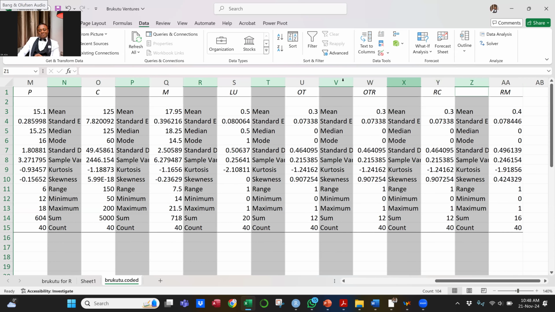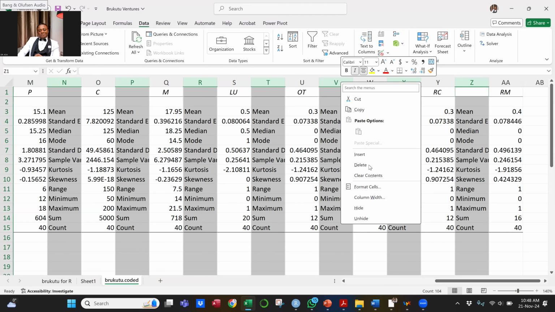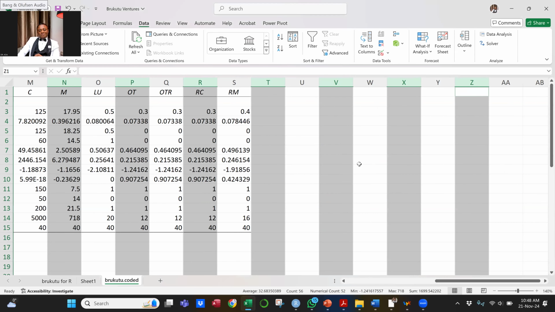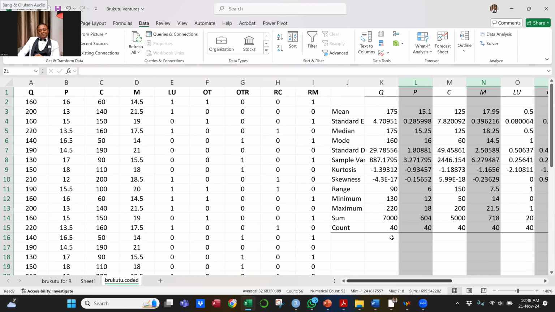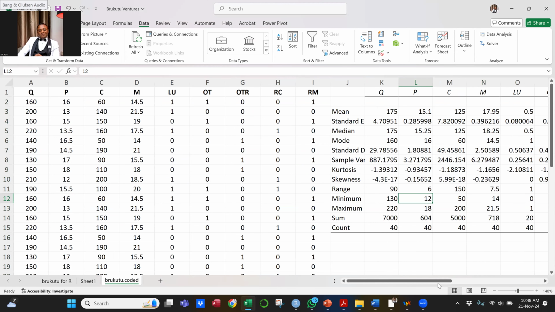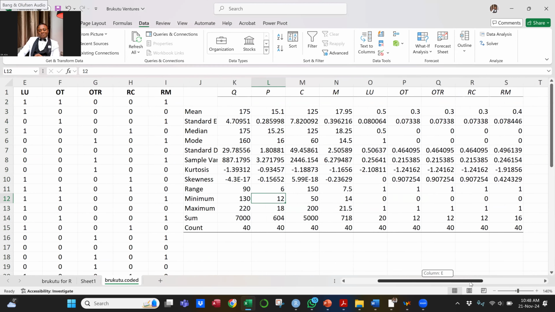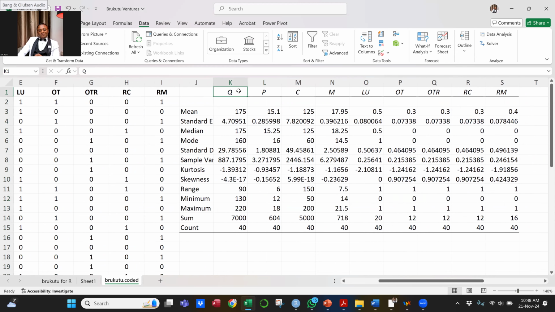Okay, so now I can delete. Right click and delete. Everything here will be deleted. And then the whole summary will be nicely put together like you can see here. Now you have your summary looking nice for each variable.